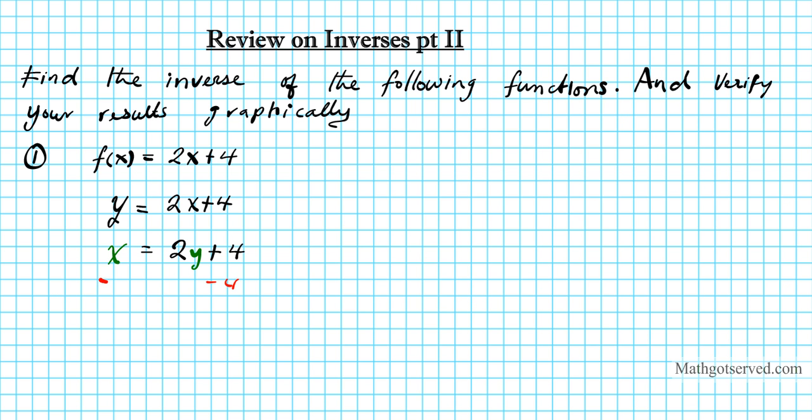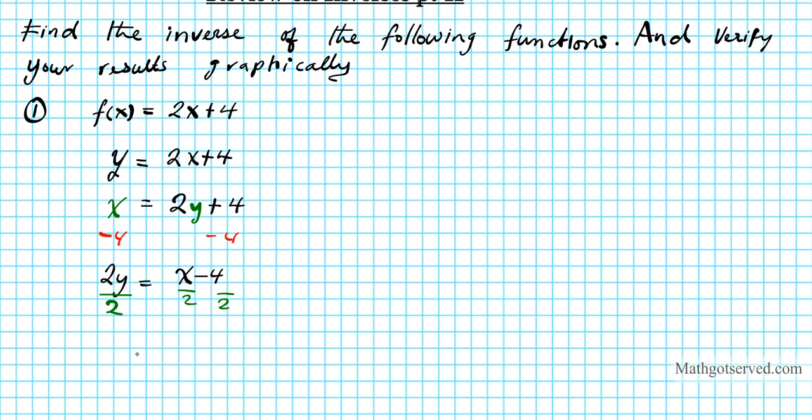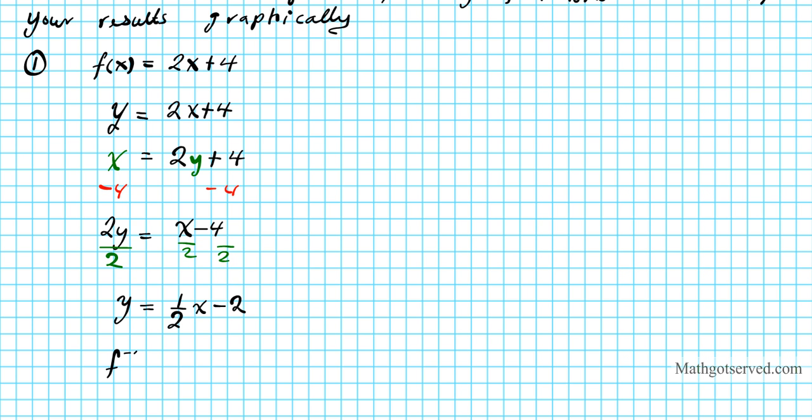I'll subtract 4, and let's switch it around: 2y equals x minus 4. And I'll divide every single term by 2 to get y isolated. So we're going to have y equals 1 half x minus 2. So the inverse of the function is f inverse of x equals 1 half x minus 2, okay?